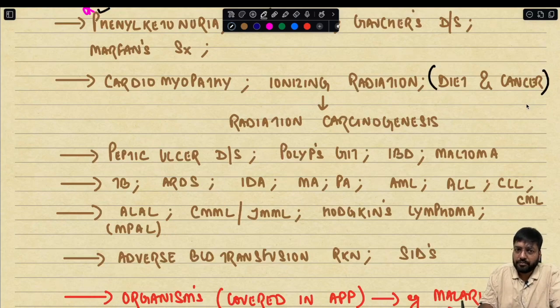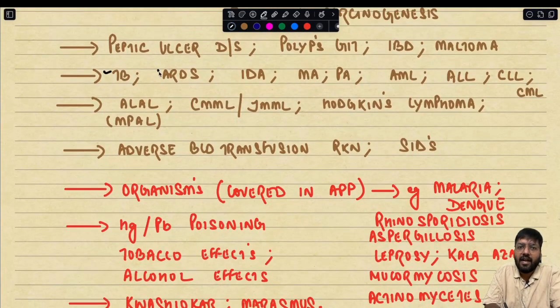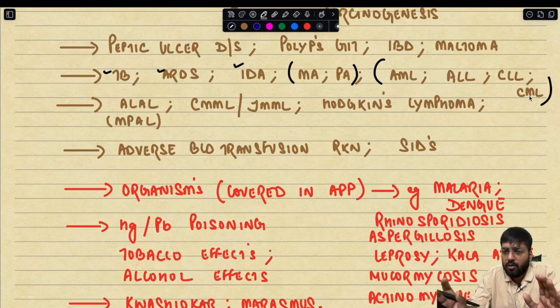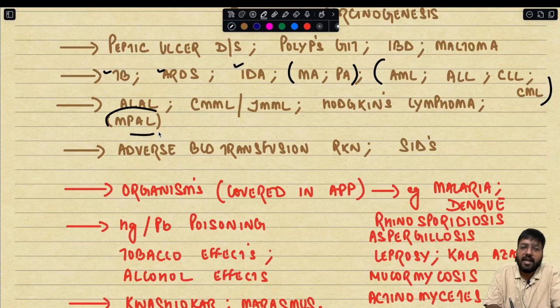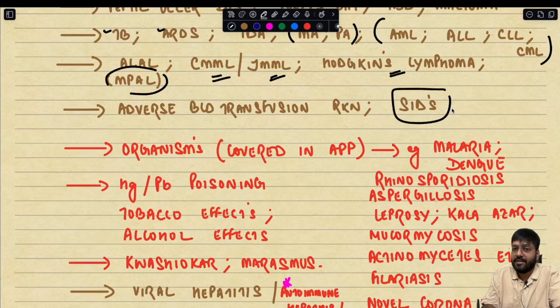diet in cancer. Then the peptic ulcer disease, polyps of the GIT, inflammatory bowel disease, maltoma, tuberculosis, ARDS, iron deficiency anemia, megaloblastic anemia, pernicious anemia, and all the leukemias: acute myeloid leukemia, acute lymphoblastic leukemia, chronic lymphocytic leukemia, chronic myeloid leukemia. Then we are having MPAL, mixed phenotype acute leukemia or acute leukemia of ambiguous lineage, CMML, JMML, Hodgkin's lymphoma, adverse blood transfusion reaction, SIDS, that is sudden infant death syndrome.